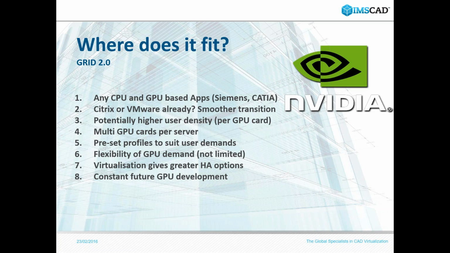Virtualization gives greater high availability options. I think that's fair to say. Again, there are pros and cons, and people would argue with me on that, but I think the failover with virtualization is really good. And of course, it's constantly developing again for NVIDIA. They've got a new licensing solution with their new Grid 2.0. It's a different way they're going with it, and it should get more users on each server. So that's what we're all trying to achieve here.